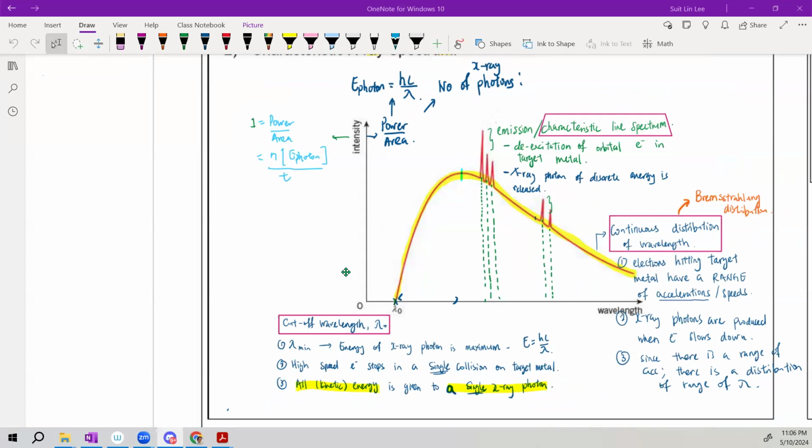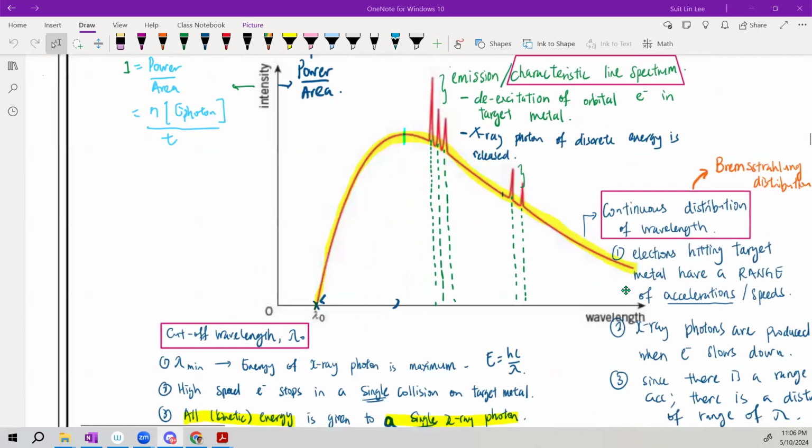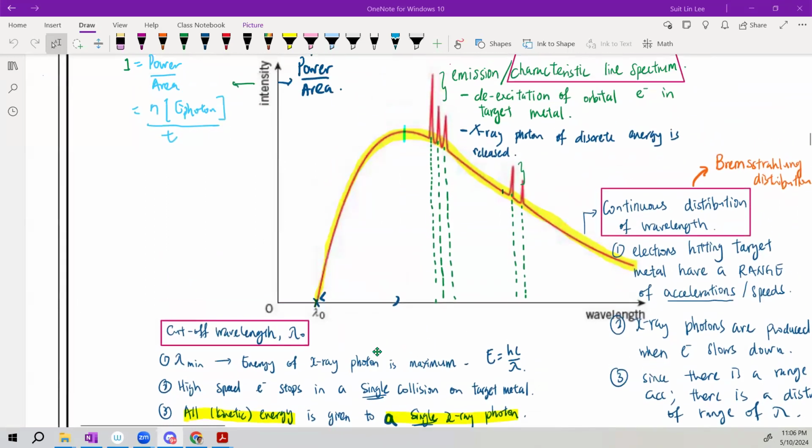So the intensity is basically the number of X-ray photons. Why is intensity 0 at most energy? The intensity, okay, like this. Let's say I throw 100 electrons. Okay? 100 electrons. 10 electrons will slow down a little bit. So the wavelength of the photon is very long. Do we understand the connection or not between these two?